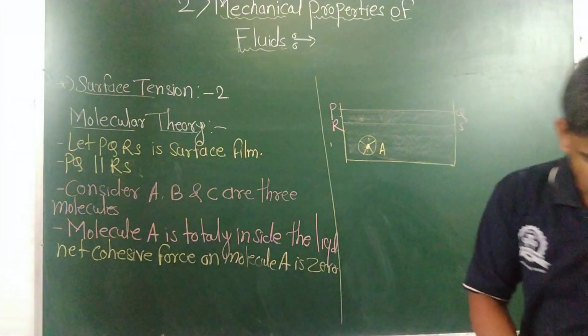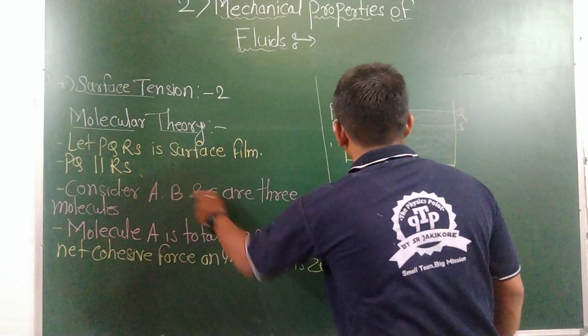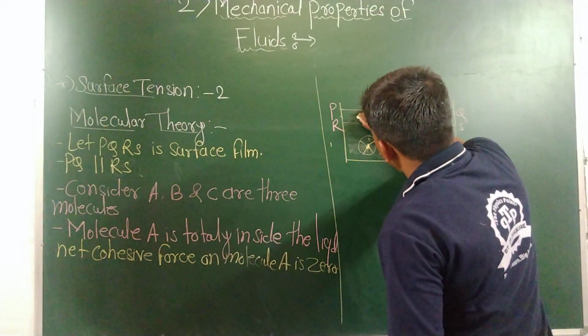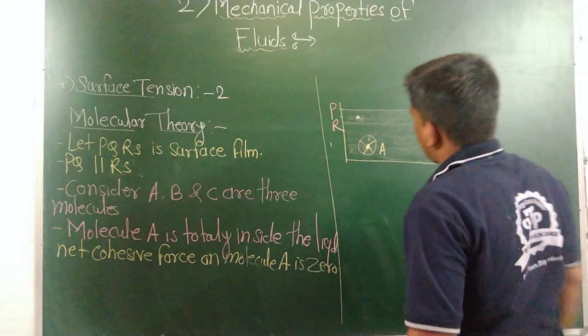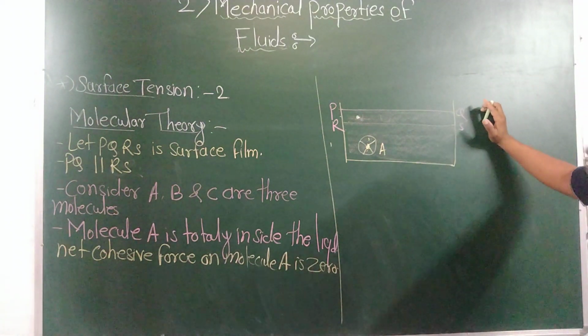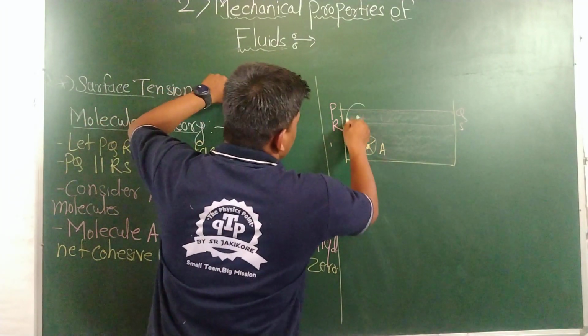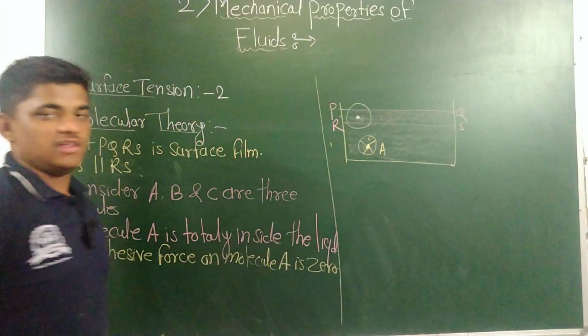I will take a different point, that is point B. Now we take the second point here. The point B is on the surface film. If this point is on the surface film, then its sphere of influence is like this.